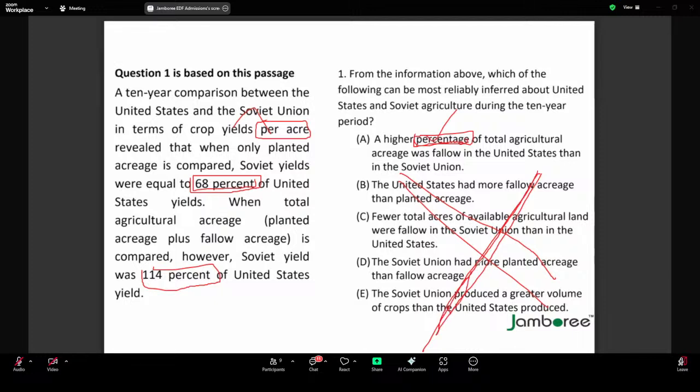But when push comes to shove, you want to save time. At least when you see a lot of percentage, try to look for percentage. This is the only one that has the term percentage. Everything else is more absolute. They're only correct comparing the whole acreage, whole fallow, whole planted. This is the only one talking about percentage. So on a balance of probability, my chance of this answer being correct is very high.